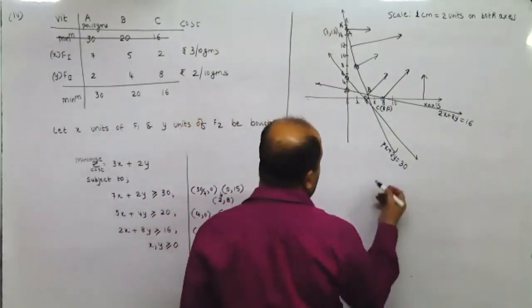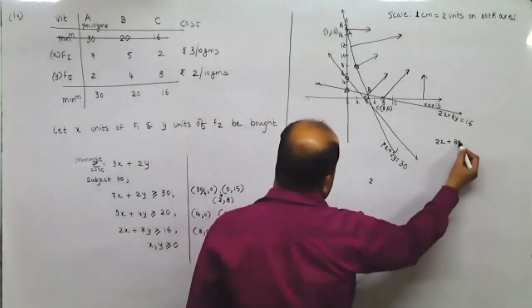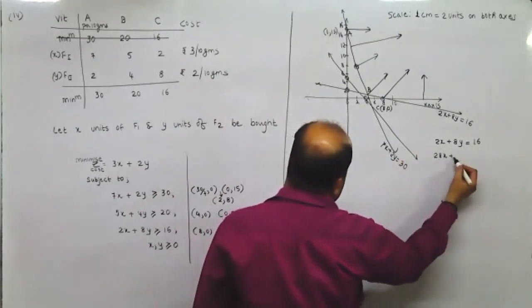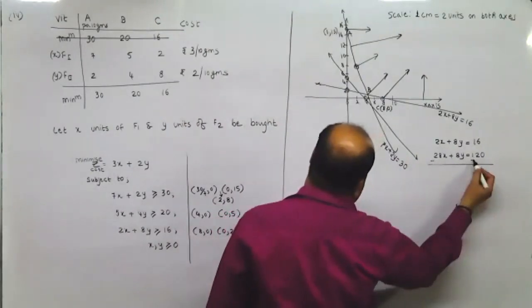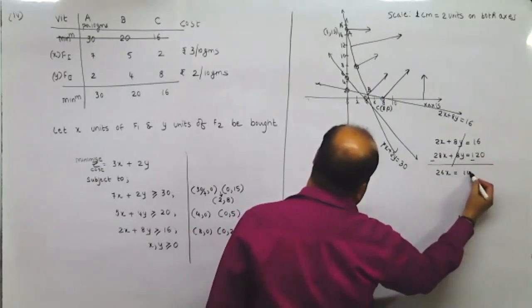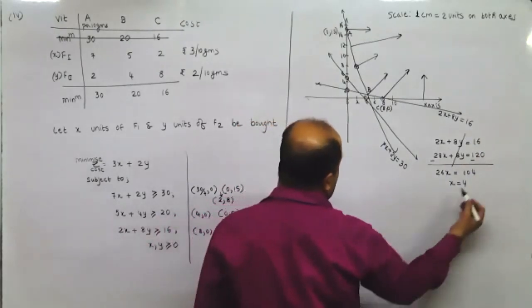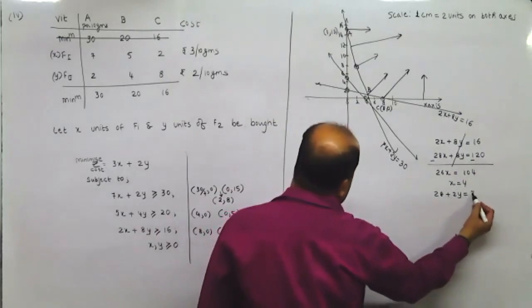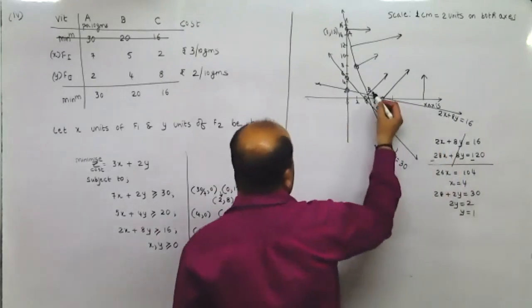Then in that case, when I solve these two, I'll get 2x plus 8y equal to 16. And when I multiply with 4, I get 28x plus 8y equal to 120. This is minus, this gets cancelled, 26x equal to 104, x equal to 4. So x is 4 here, and when I substitute here, I get 28 plus 2y equal to 30, 2y equal to 2, therefore y equal to 1. So this is 4 comma 1.